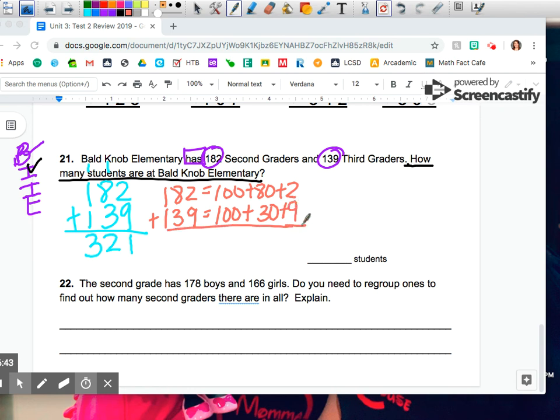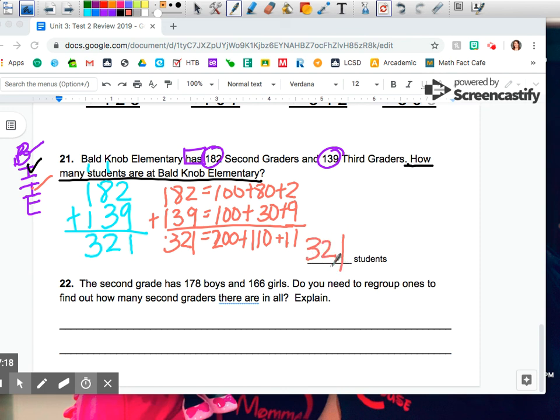Adding down, 2 plus 9 equals 11. 80 plus 30 equals 110. And 100 plus 100 equals 200. So 200 plus 110 is going to be 310. 11 more is going to make that 321. So I have solved it 2 different strategies and came up with the same answer. So I can rest assured it's probably correct. And I make sure that I have explained it, that I have showed my work for my teacher.